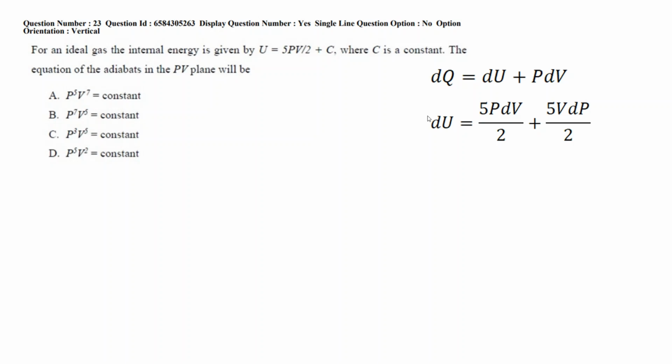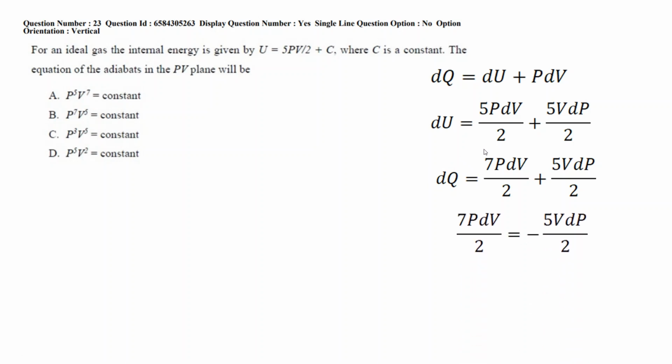And now we substitute this dU in the first equation. In the first equation we already have PdV, so that adds up with the 5 by 2 PdV which we have in dU, and we get dQ is equal to 7P dV by 2 plus 5V dP by 2. Now as we have to find the equation for the adiabatic process, dQ is 0. Now if dQ is 0 and you take one of these to the left hand side, you get 7P dV by 2 is equal to minus 5V dP by 2.